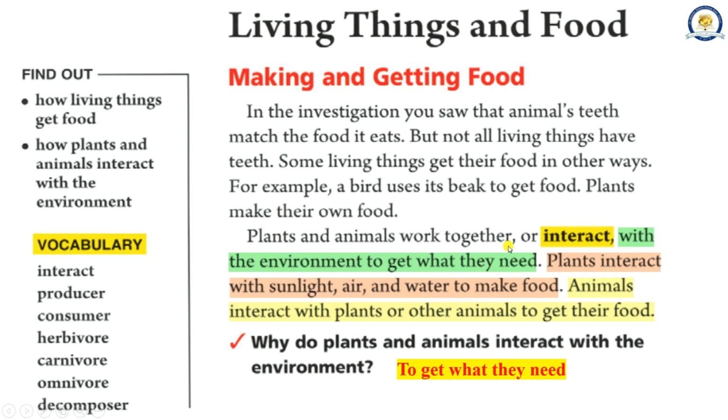Plants and animals work together, or interact, with the environment to get what they need. Plants interact with sunlight, air, and water to make food. Animals interact with plants or other animals to get their food. Why do plants and animals interact with the environment? To get what they need.